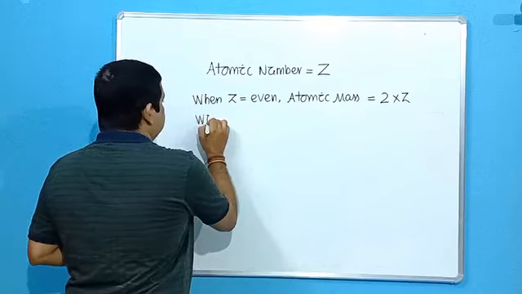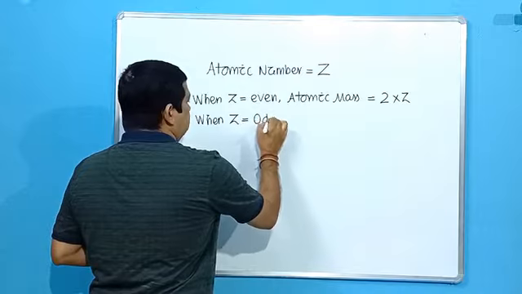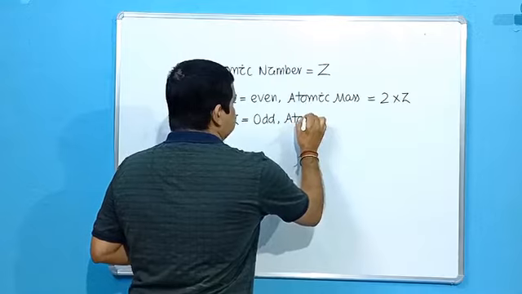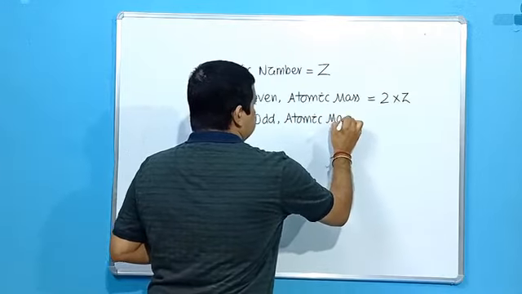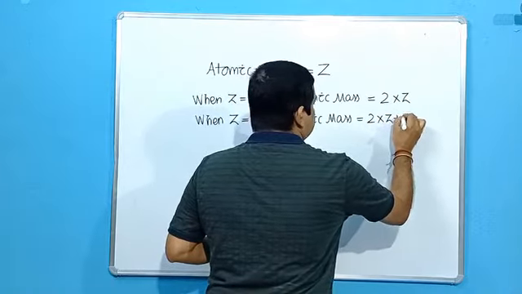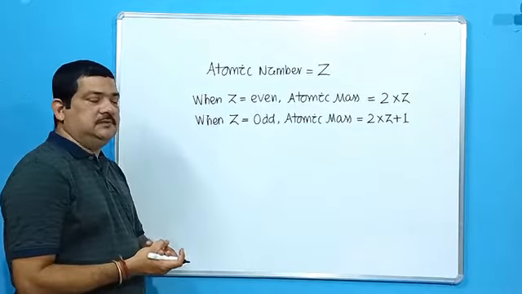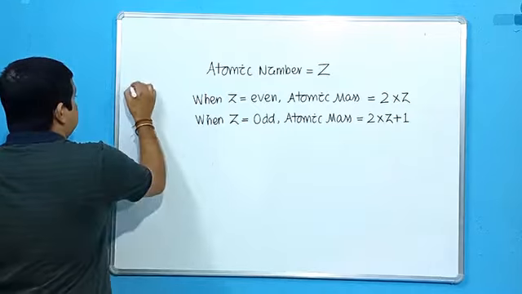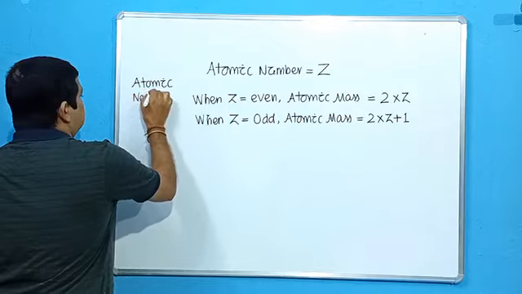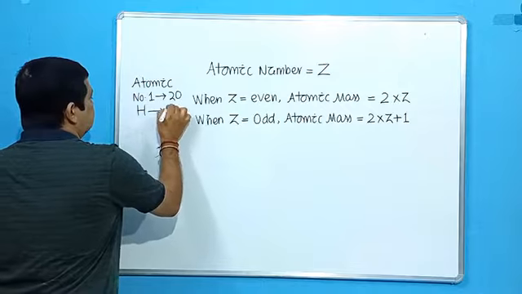Similarly, when Z, that means atomic number, is odd, that means not divisible by 2, then what will be the atomic mass? Atomic mass will be 2 into Z plus 1. So this is a simple trick to remember the atomic masses of elements from atomic number 1 to 20. That means from hydrogen to calcium.